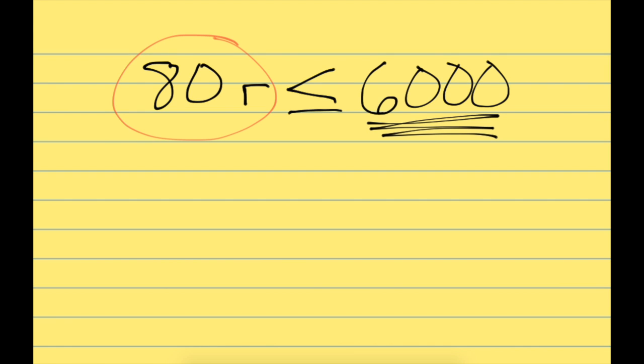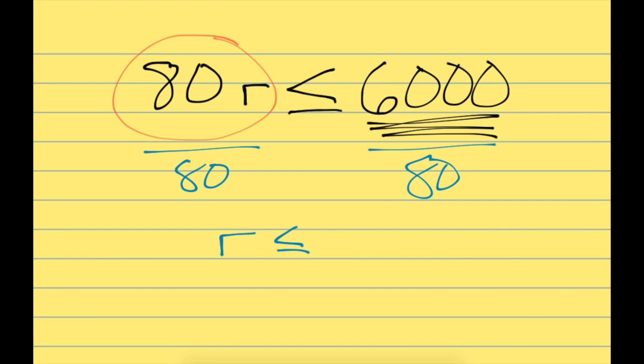What do we do in order to solve this inequality? We divide both sides by 80. So when we divide by 80 on the left, we get R. And when we divide by 80 on the right, we get 75. Notice we didn't change the direction of the inequality because we were dividing by a positive number.